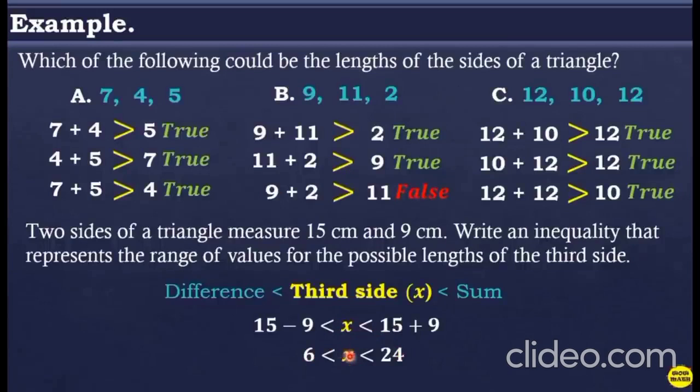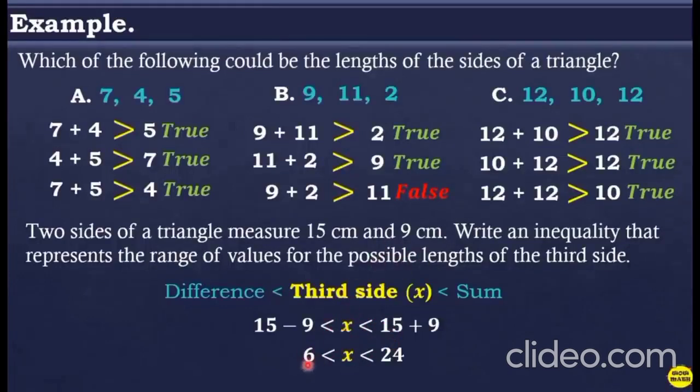So, ano po yung mga range nun? Kasi range ang hinahanap sa atin, range of values. So, ibig sabihin, mas mababa sa 24 pero mas mataas sa 6. So, ang mas mataas sa 6 is 7. And then, mas mababa sa 24 is 23. So, from 7 to 23, ang mga possible length ng ating third side. So, hindi pwede si 6, hindi pwede si 24. So, from 7 to 23, ang mga possible length po ng ating third side.